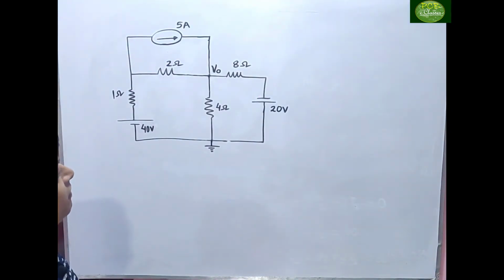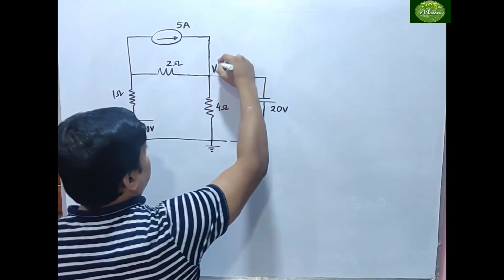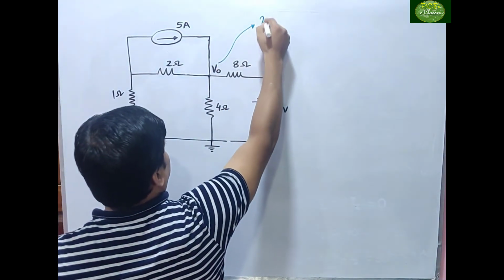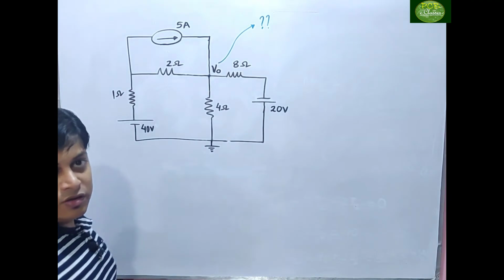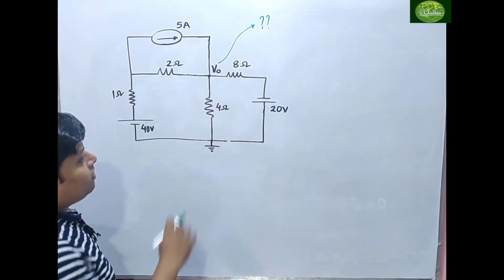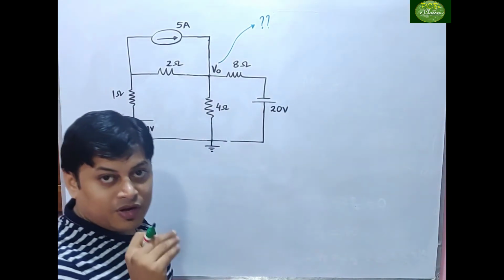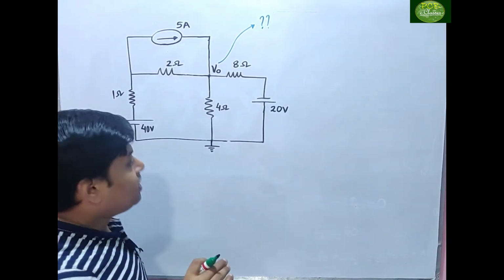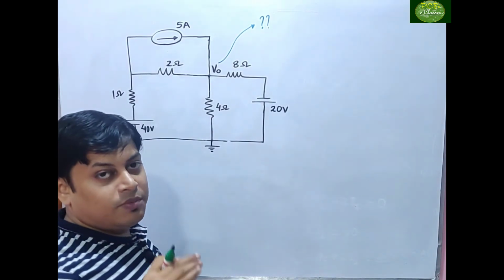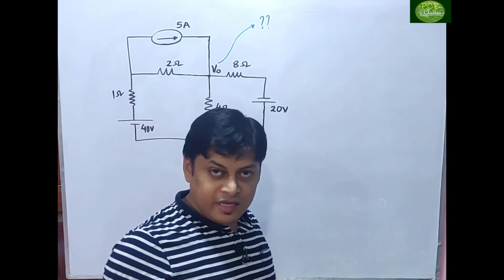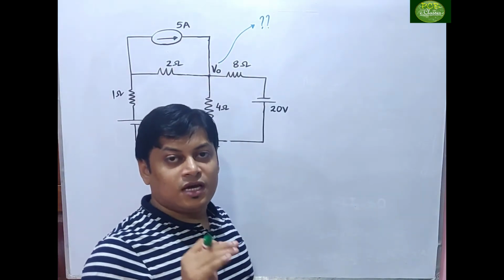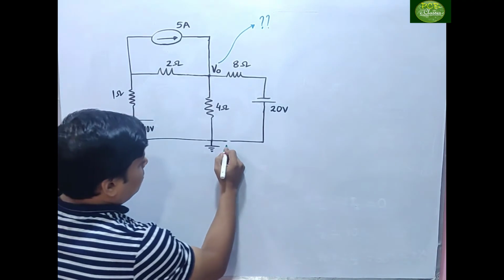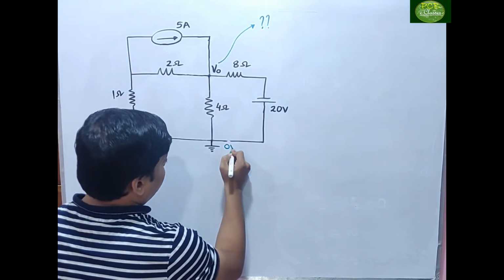In this problem you have to find out V0. What is the value of V0? V0 means it is the potential at a point. Potential at a point means it is with respect to the ground. What is the ground here? Ground is here, 0 volt.